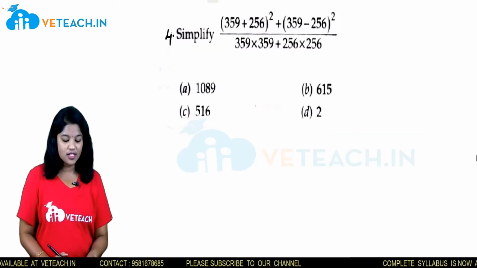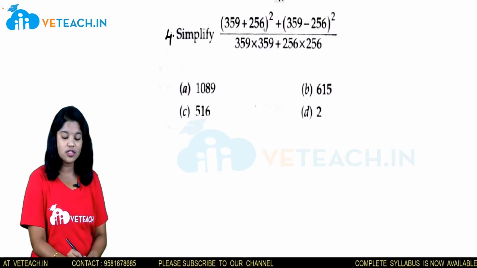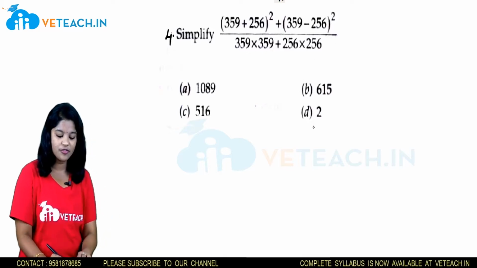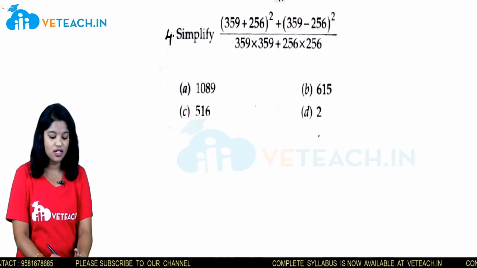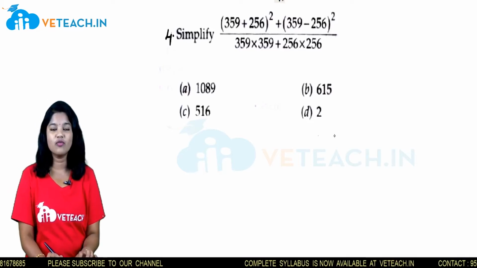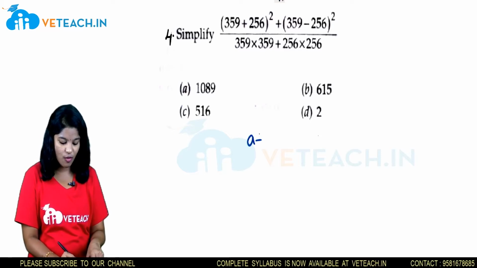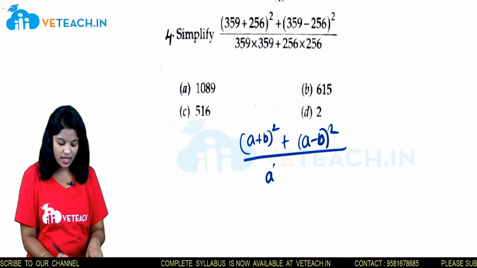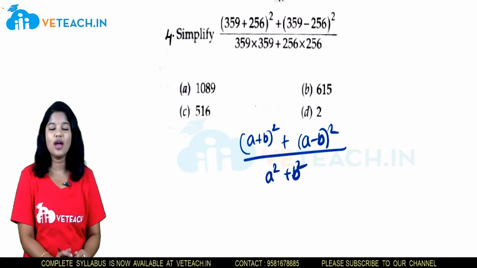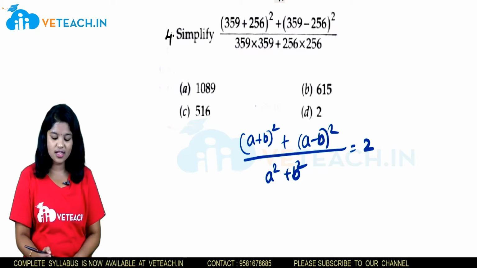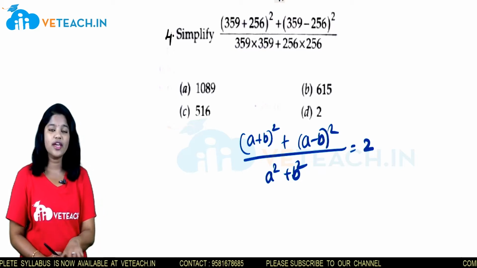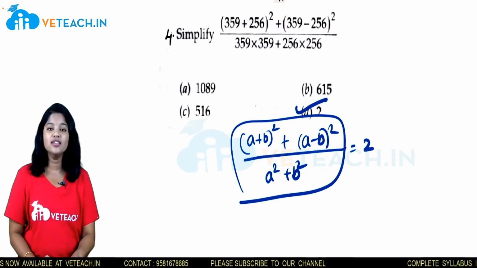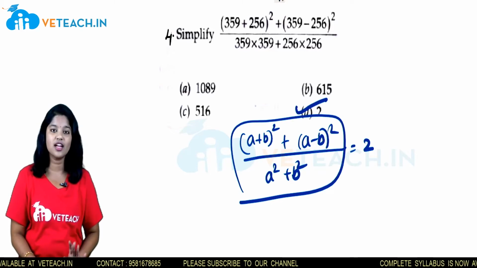See the next problem. Simplify: 359 plus 256 whole square plus 359 minus 256 whole square, divided by 359 into 359 plus 256 into 256. So no need to do all the calculation of these very complex numbers. Simply it is of the form a plus b whole square plus a minus b whole square by a square plus b square. Whenever you have the form in this manner, simply the answer is just 2. So no need to check any of the numericals. Simply when the given expression is of this form, blindly the answer will be 2. So option D is our correct answer.